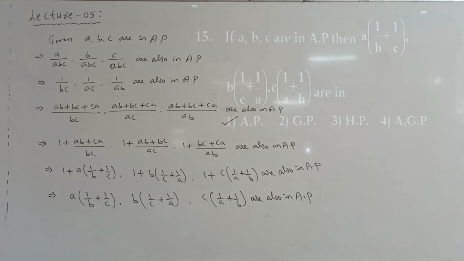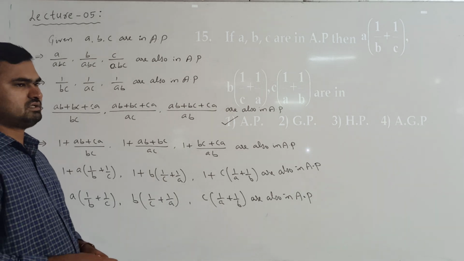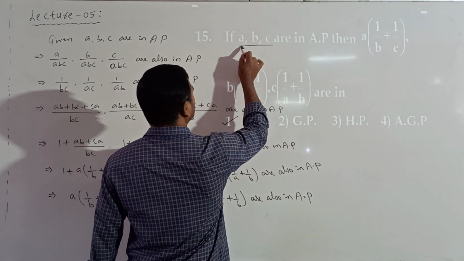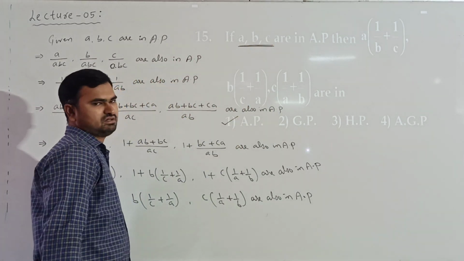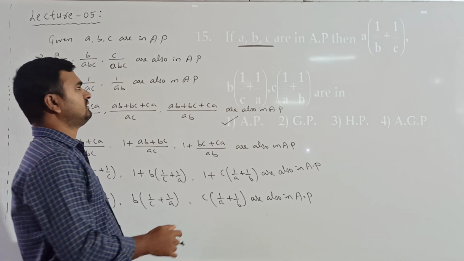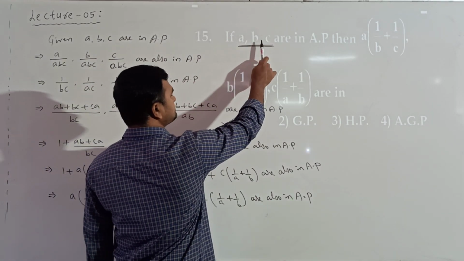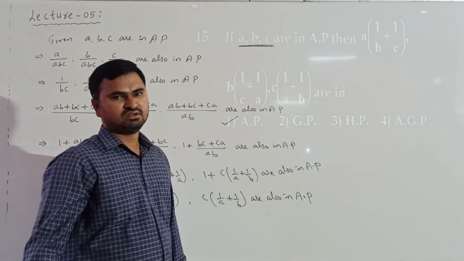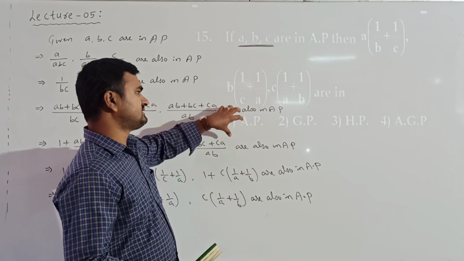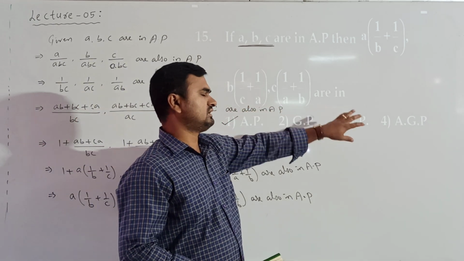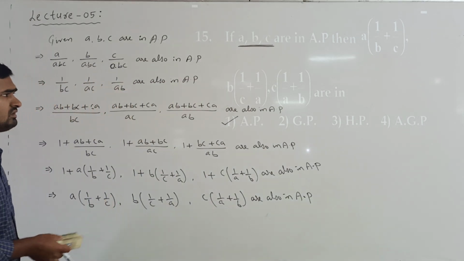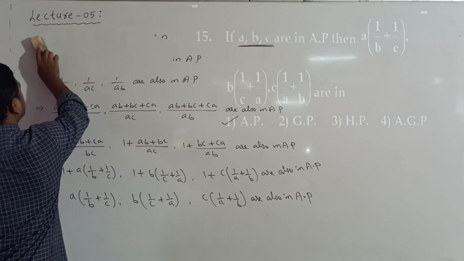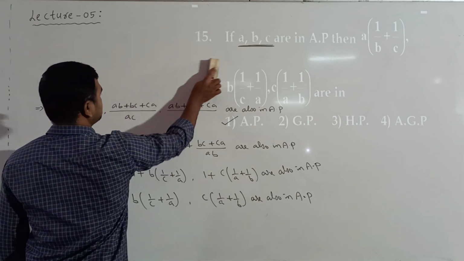Now this is one method of solving. You can use another method. Given that A, B, C are in AP, take any three values which are in AP for A, B, C. Now substitute those values in the given terms, and we will get three numbers. From those three numbers, we can decide whether it forms an AP, GP or HP. So we can verify that. So we use another, easy method, by taking some numericals.